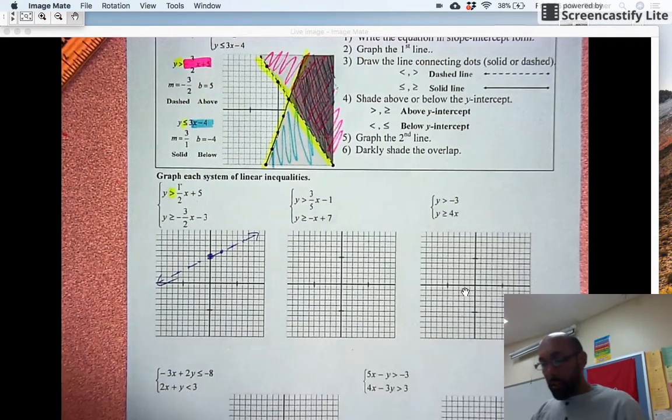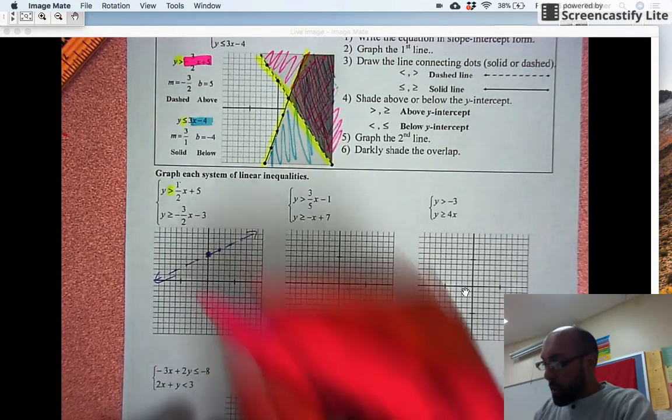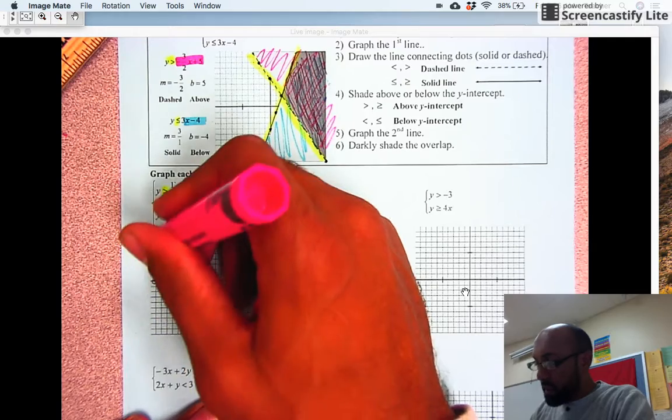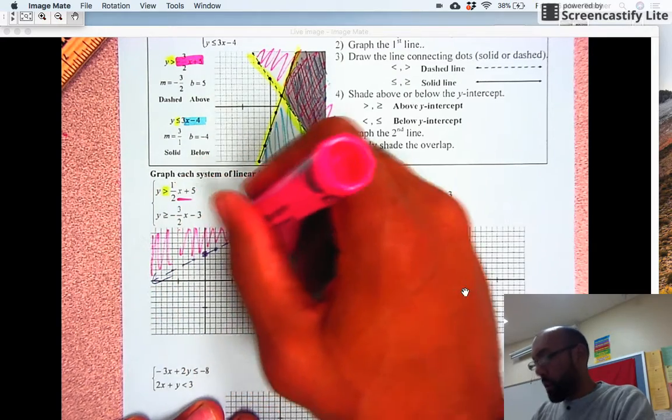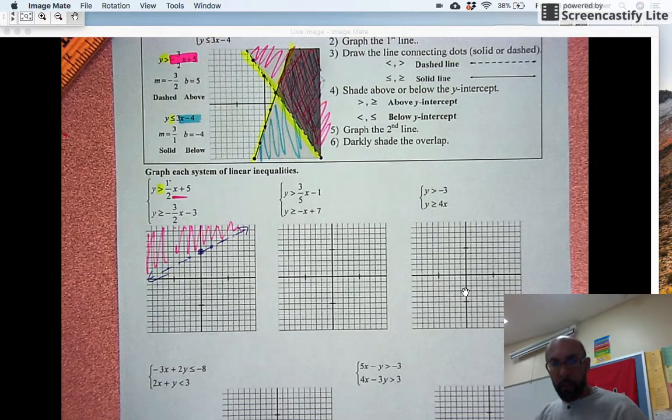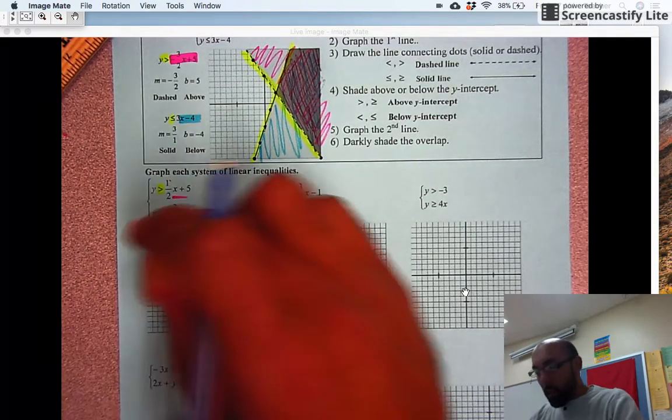And now I'm going to go ahead and do, for the first one, I'm going to do pink. So it says above, y is greater, so we'll shade up here. And I do it really light. I don't want it to be too dark because the final answer should be dark. Okay, so if you're using your pencil, you make it really light.